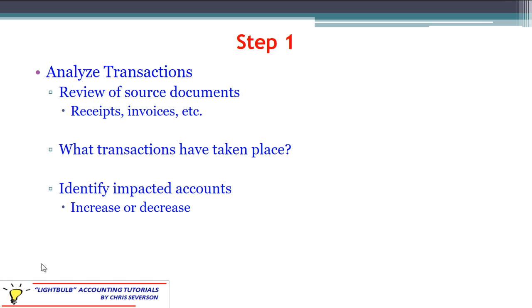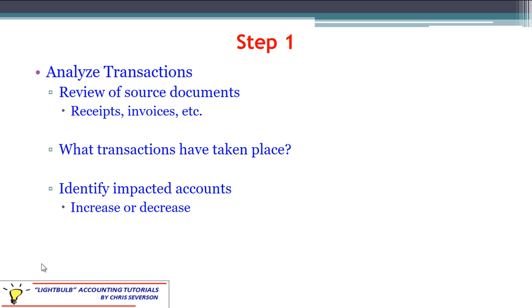So step 1, the very first thing we're doing in the accounting cycle is analyzing the transactions that took place during this period. Whether it be a month, quarter, we need to know what has happened. So we take a look at the source documents, such as the receipts, invoices, any sort of record, the paperwork, so to speak. Could be electronic, could be paper. Anything that proves that a transaction took place. It'll give you the amount, it'll give you the date, perhaps the parties to the transaction.